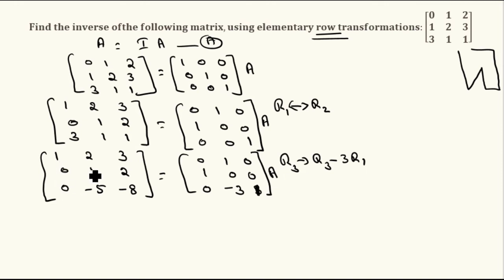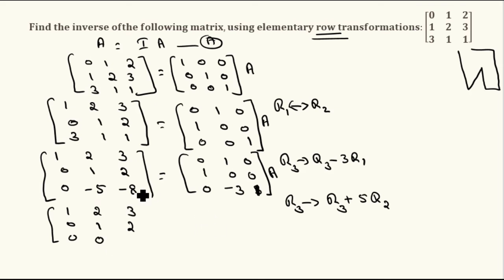Now again you got this. Here we already got 1. So the immediate next step: from here, 1 you made, so here you have to make 0. So here you have to get 0. So minus 5 plus 5 times R2. So R3 equals R3 plus 5 times R2. See, 1, 2, 3, 0, 1, 2. 0 plus this is 0, minus 5 plus 5 times this 0, then minus 8 plus 5 times 2, 10, minus 8 plus 10, 2.